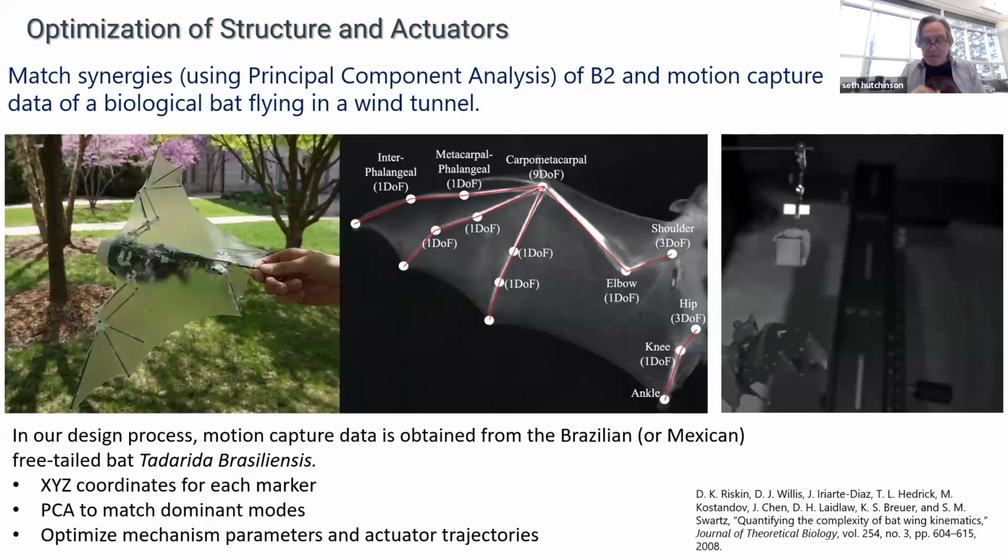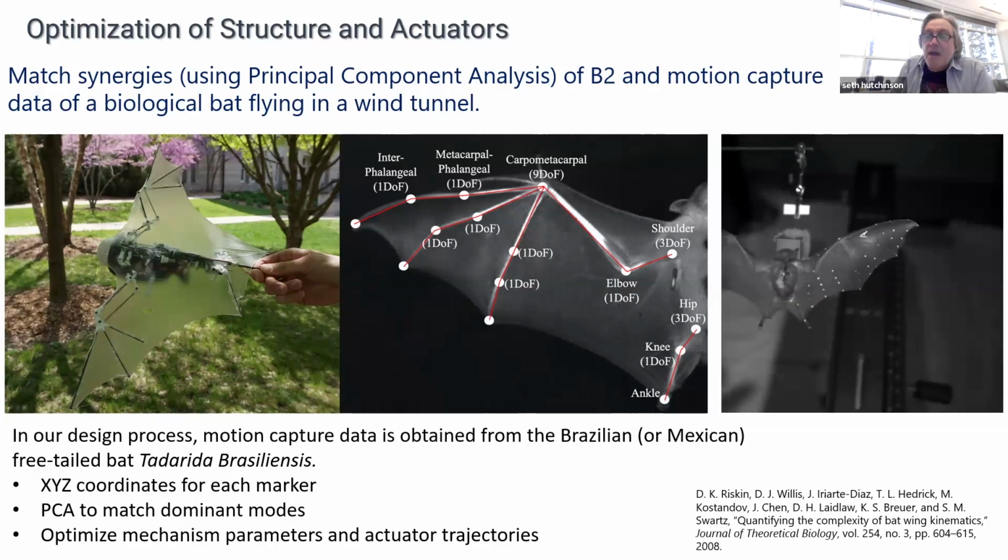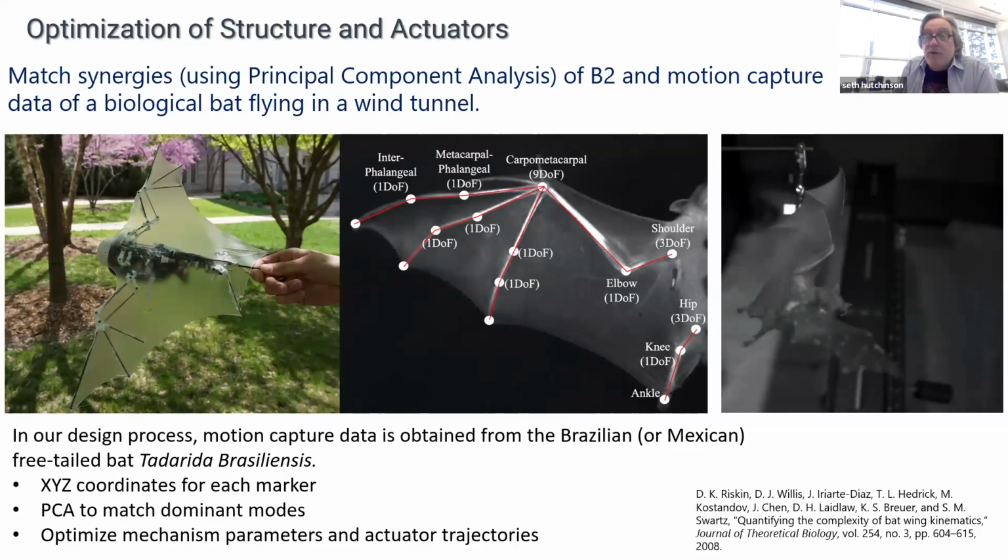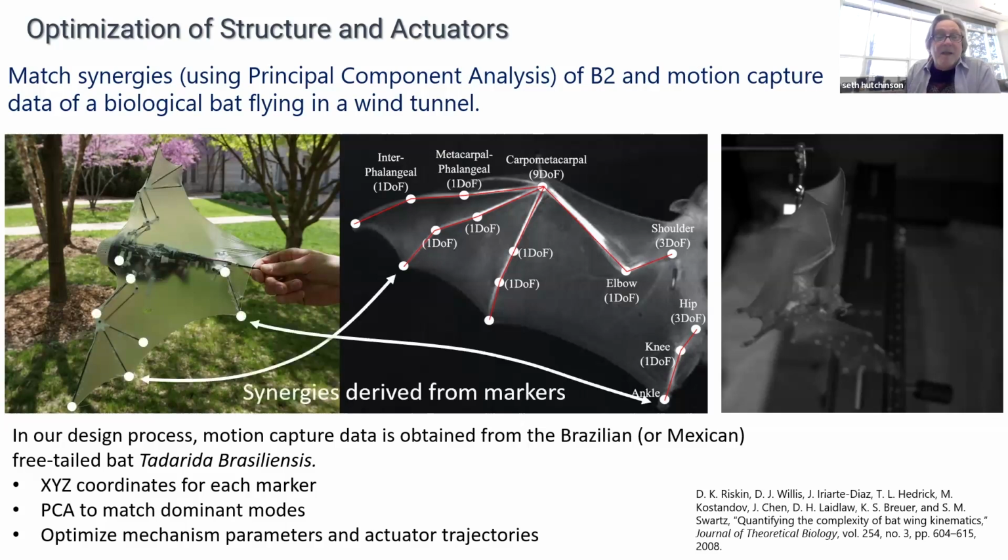What do you do? You hypothesize a design for your robot. Once you hypothesize that design, you can push the joints through the trajectories that you collected from the motion capture data, or you can actually optimize the trajectory directly of those joints. But in either case, your simulator for the hypothesized design will tell you the trajectory of the motion capture markers on the robot if you had built it and tried to fly it, right?